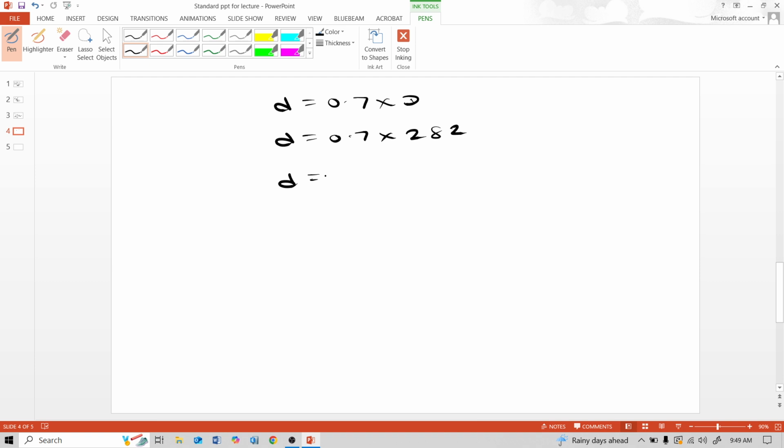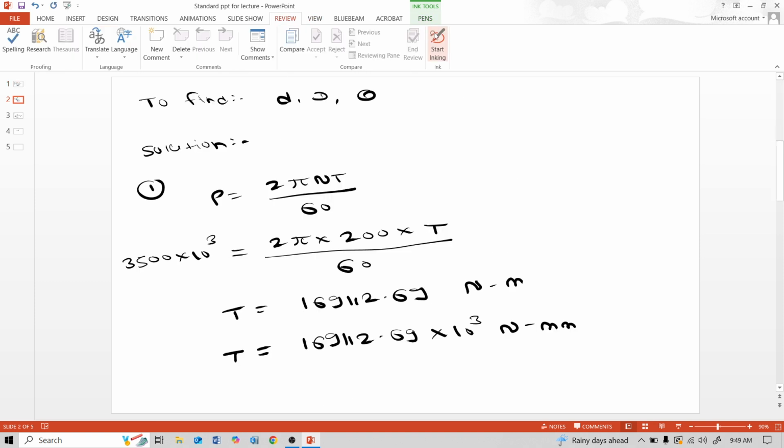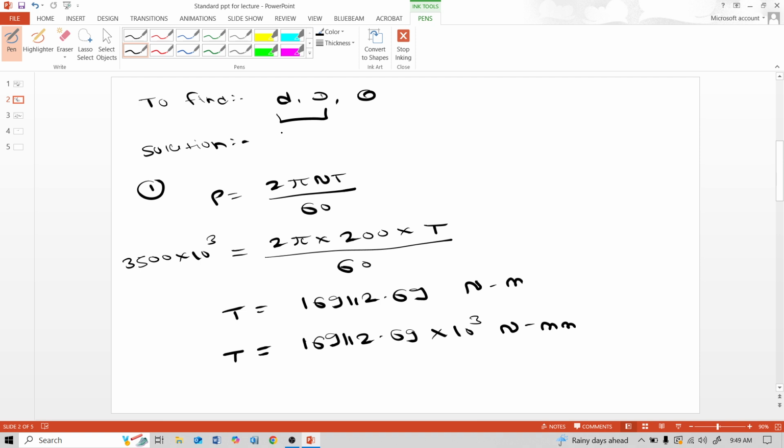Internal diameter is 197.4 mm. So we have found the internal diameter and external diameter. This task is completed. Now we will find the angle of twist.